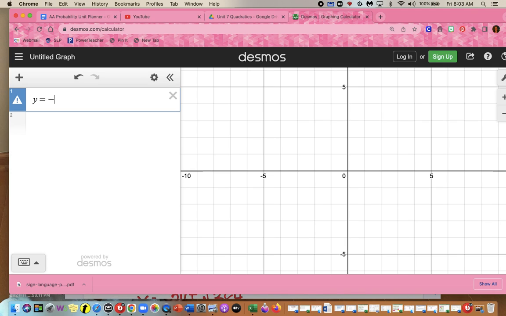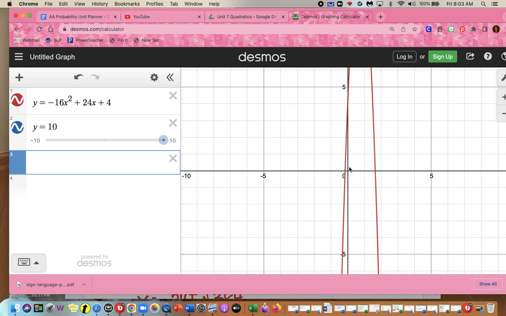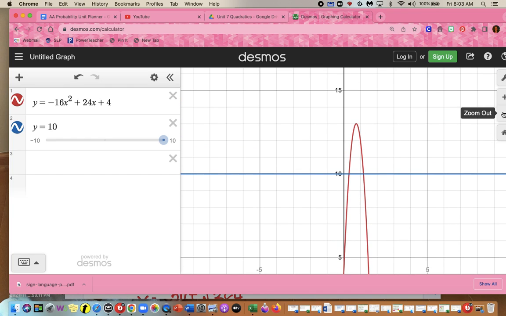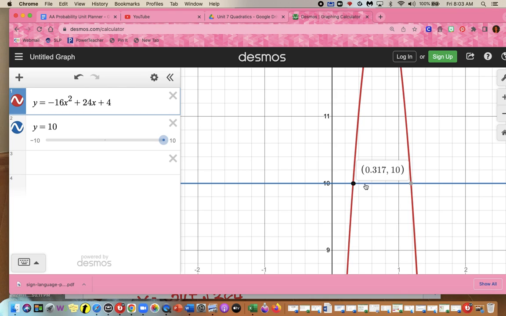So you have negative 16x squared plus 24x plus 4, and we want to know when it hits 10 feet. Okay, so y equals 10, and if we zoom in a little bit, we can find the points of intersection. We should get our two answers.